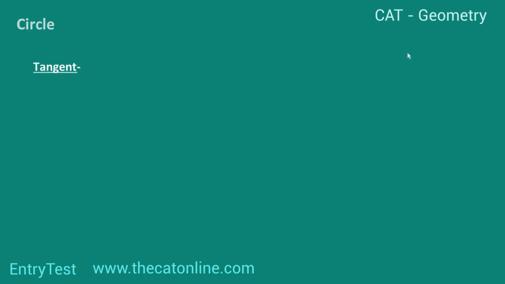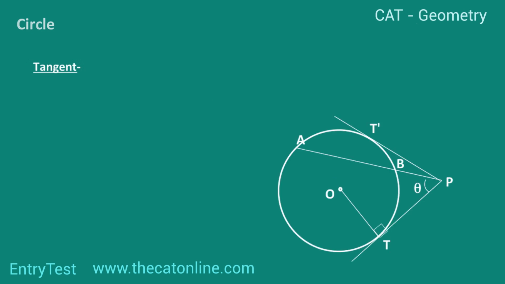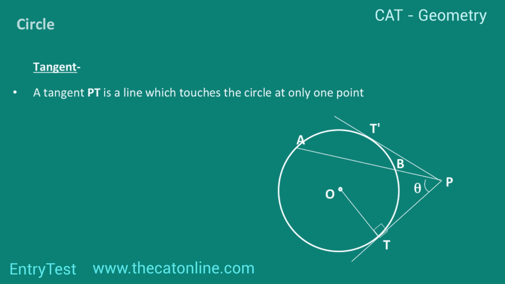Now let's talk about tangent. Refer to the figure and understand. A tangent to a circle is a line that touches the circle at exactly one point. So here, PT or PT dash is a tangent, a line which touches the circle at one point only. Only at one point it will touch the circle. And this point, let it be T or T dash, is known as the point of tangency.